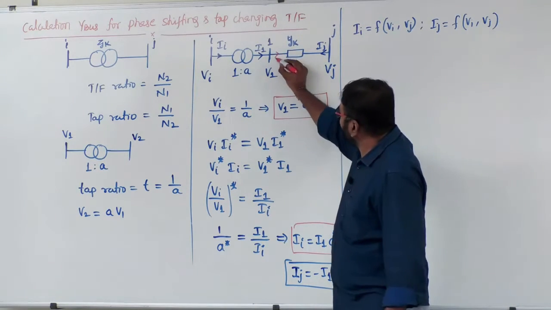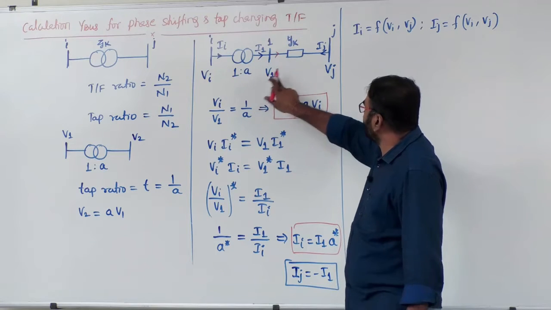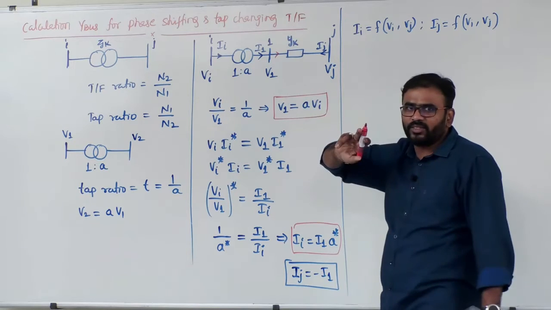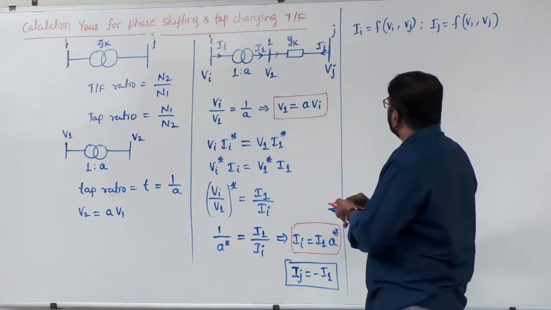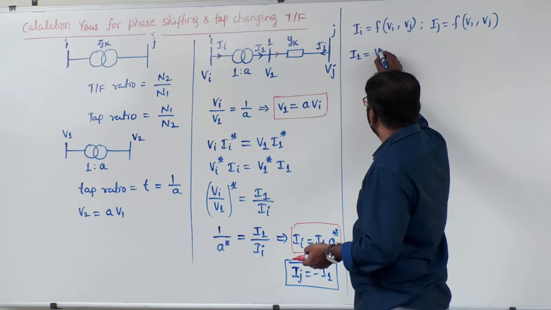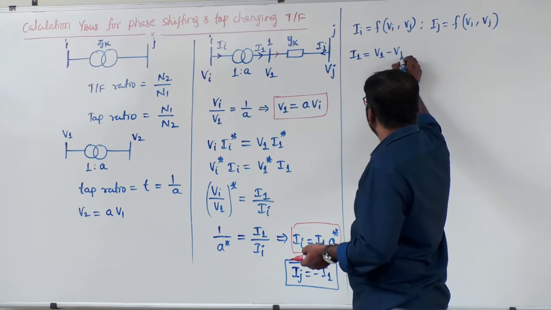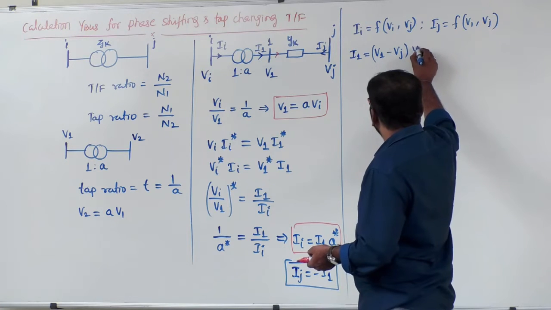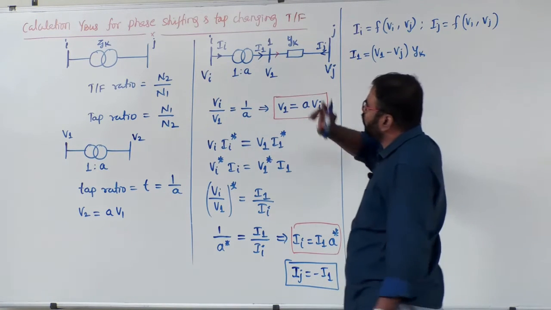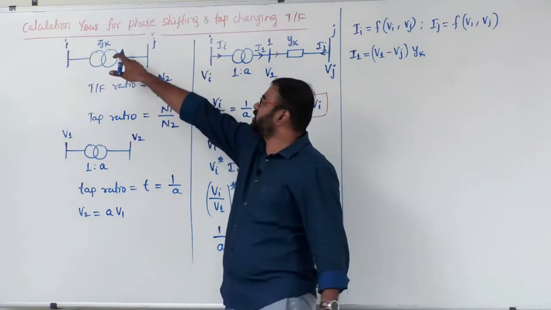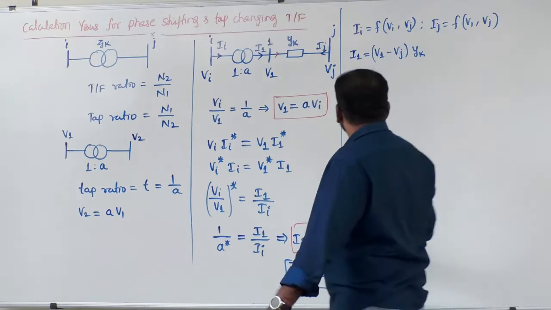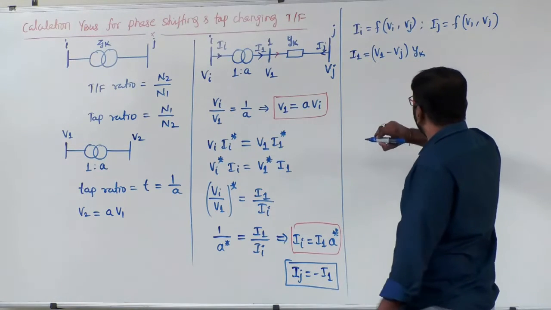So now I am going to write the expression for I1. Let's see what is the I1 here. The current I1 equals V1 minus Vj into what? Admittance. So I1 equal to V1 minus Vj into Yk. I hope you understand. Yk is nothing but 1 by Zk, where Zk is the series impedance of the transformer. Okay, so Yk we have written, fine.